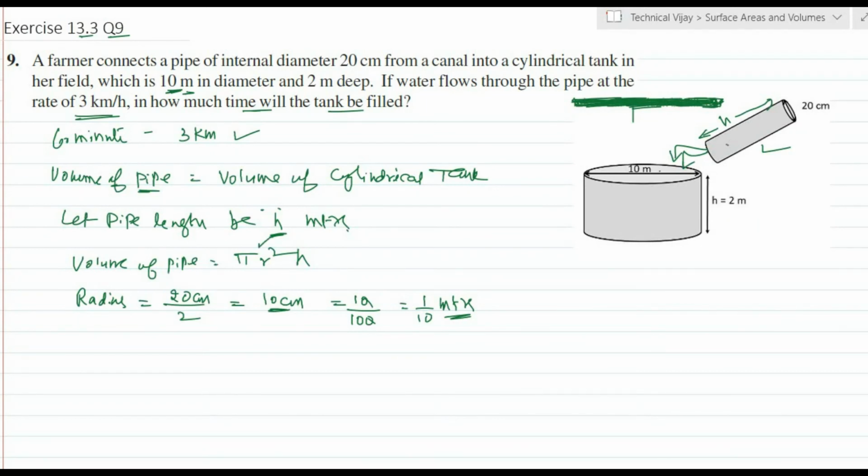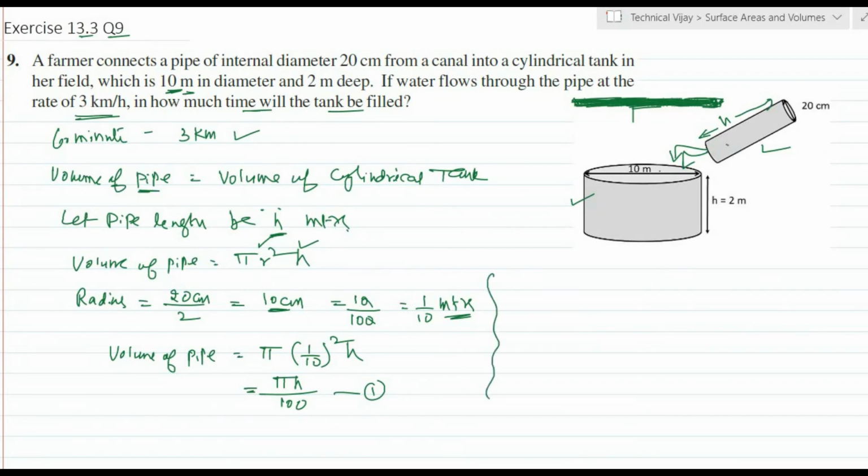Radius we know. Now h we have to calculate, so we will write h as it is. The volume of the pipe is equal to pi into r square, that is 1 by 10 square, into h. So pi h divided by 10 square, which means 100. This is the volume of the pipe. Let it be equation 1. Now we will go for calculating the volume of this one.